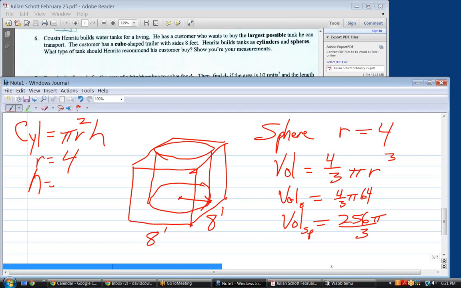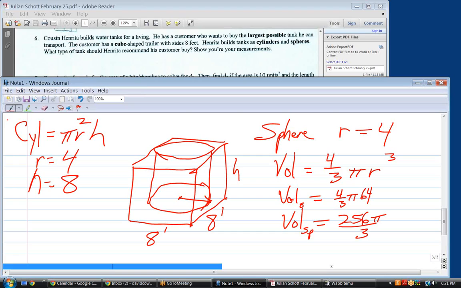Or the microphone, rather. So what is the height of this cylinder? Is it square? What's h? What's this dimension right here? 8. Okay. I couldn't hear what you were saying.